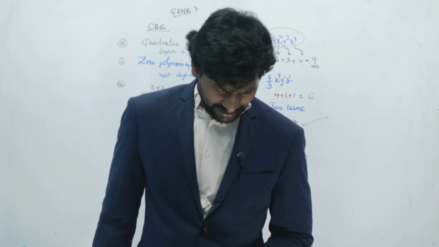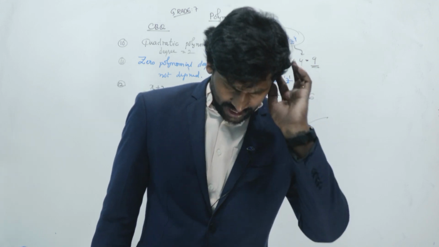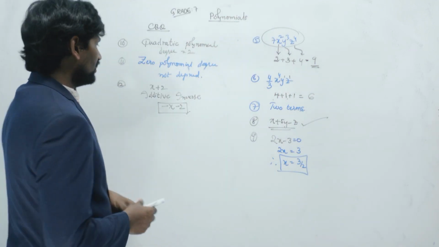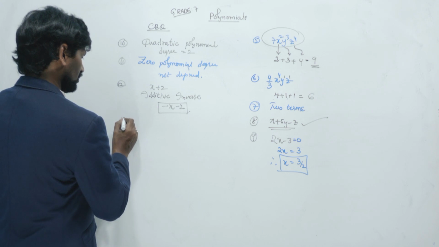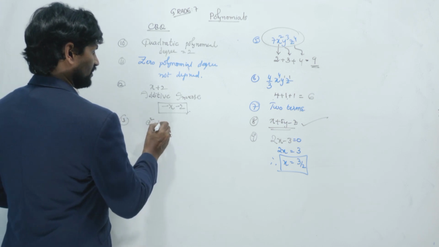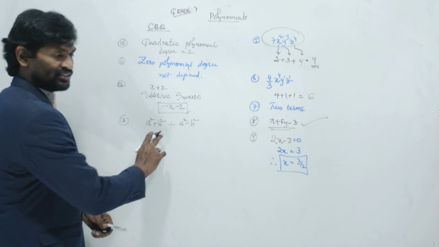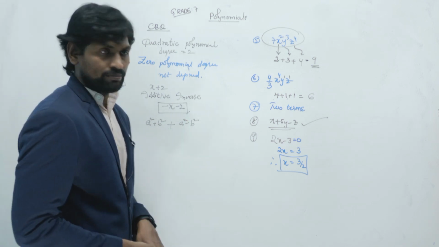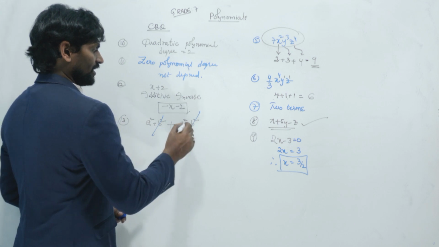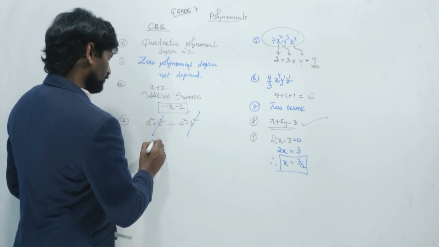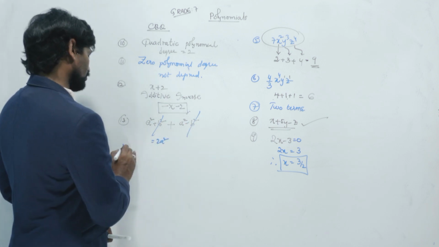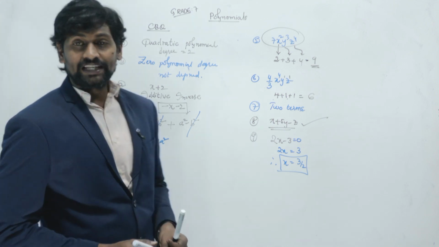Next, the 13th one: the sum of a square plus b square and a square minus b square. Sum means addition, that's why I kept a plus symbol between them. Plus b square and minus b square cancel. A square plus a square is 2a square. This is the sum of these two algebraic expressions.